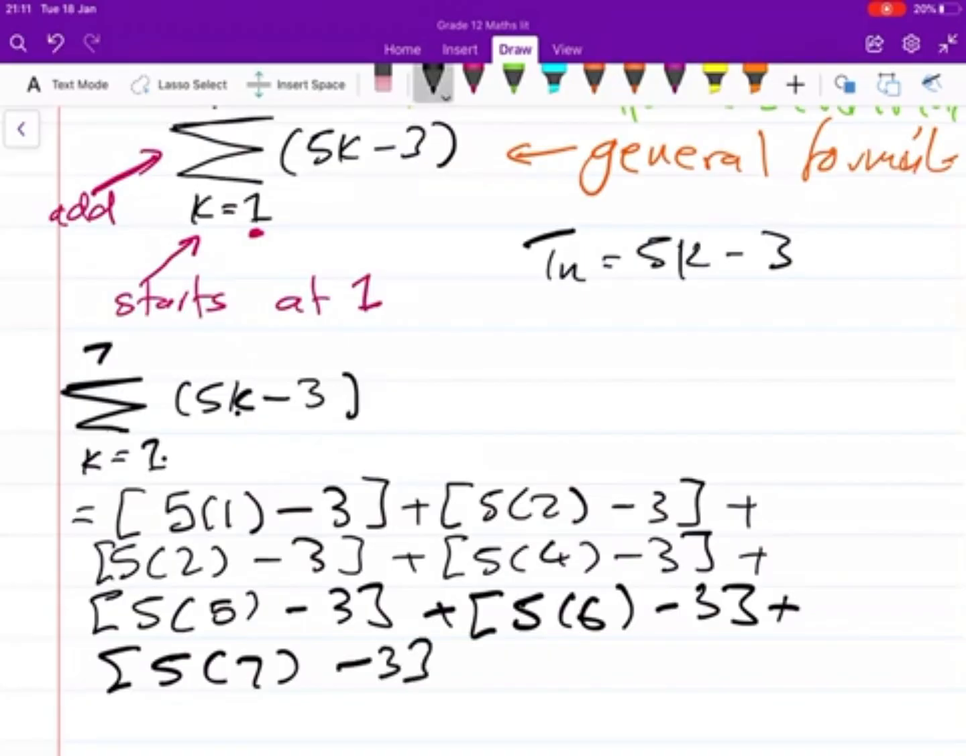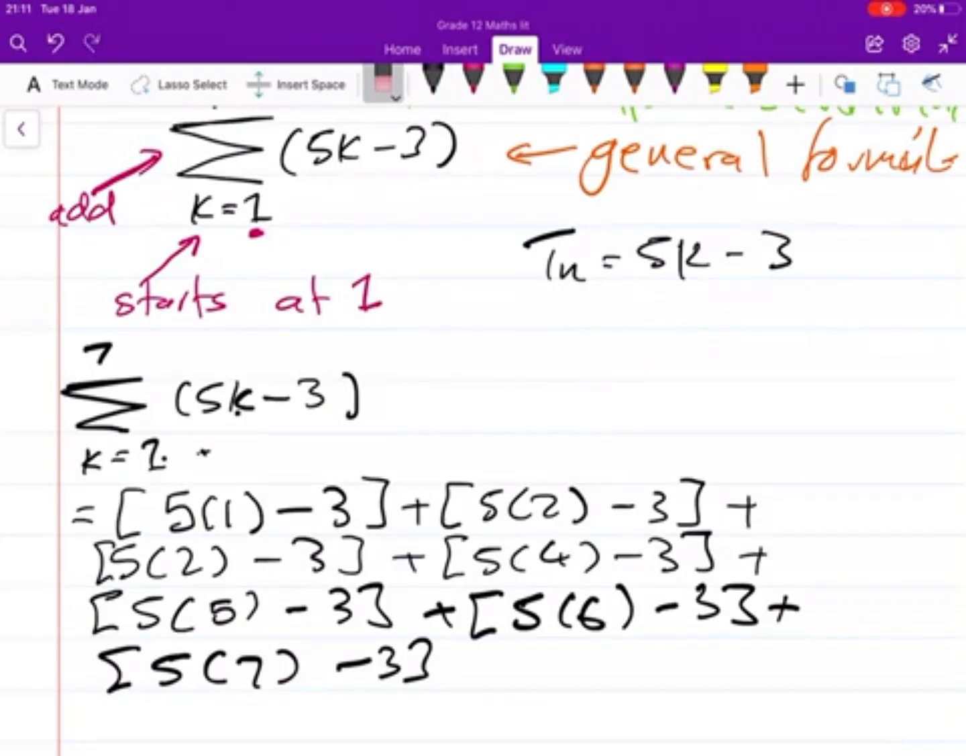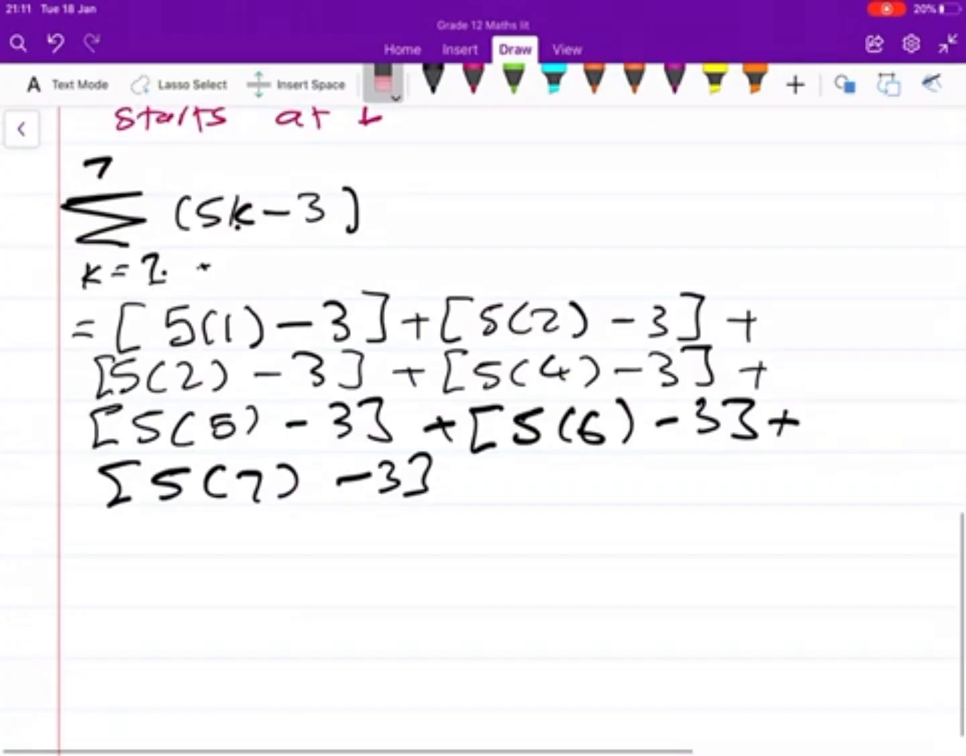Guys, I should note that if here it was 3, we would start from 3 and say 3, 4, 5, 6, 7, and substitute those values. So it matters where this begins. Because it begins at 1, that's why we first substitute 1.